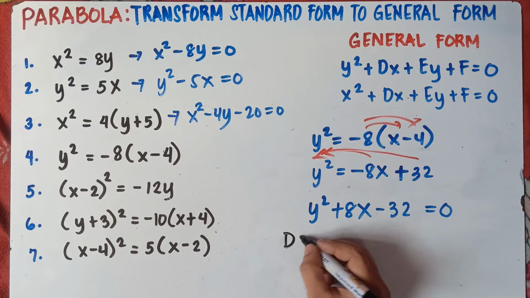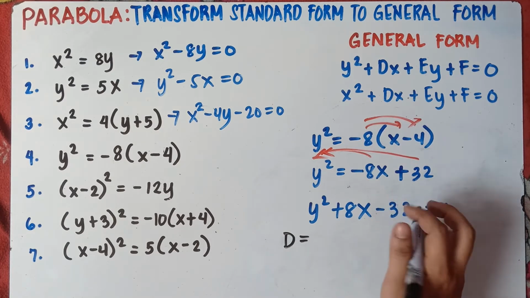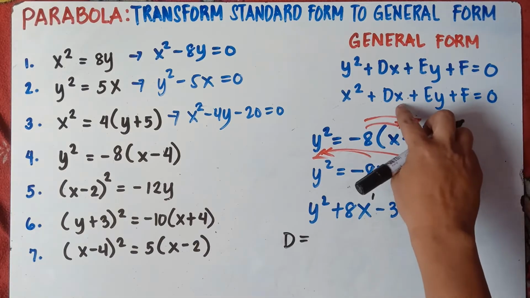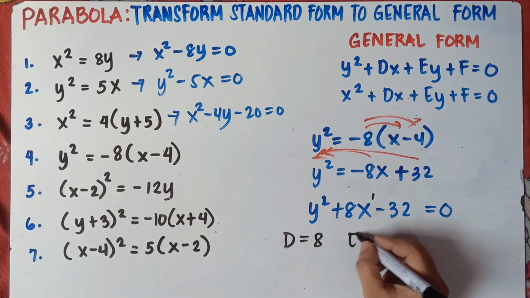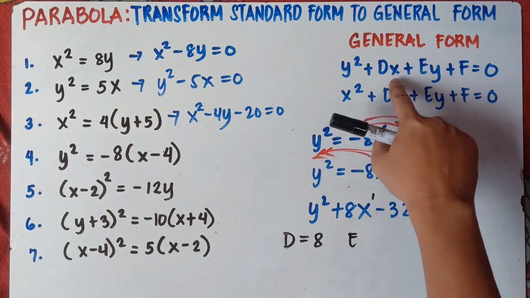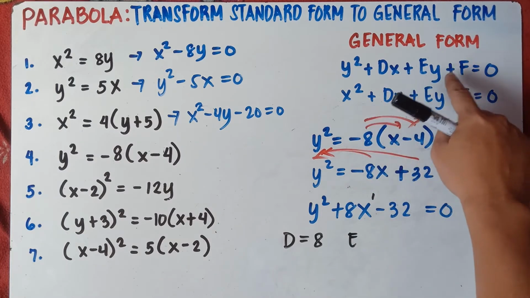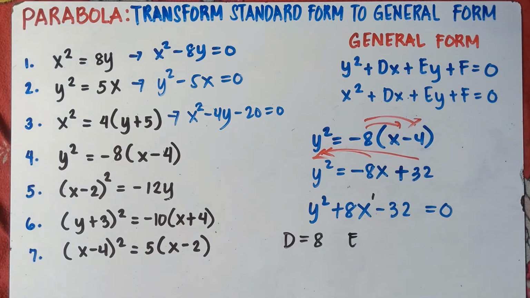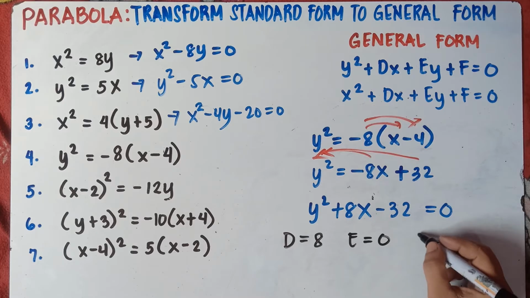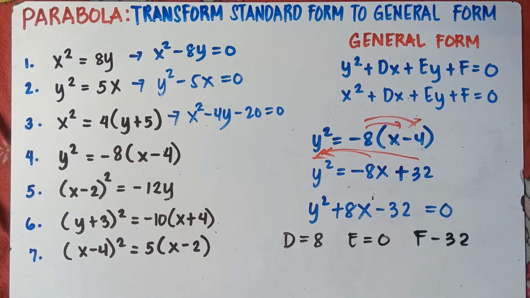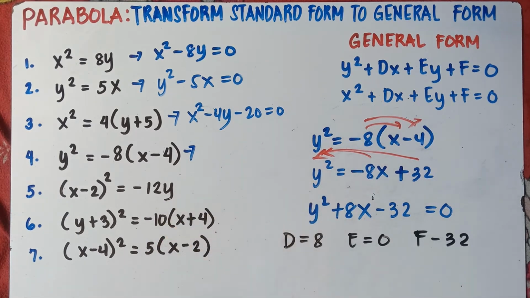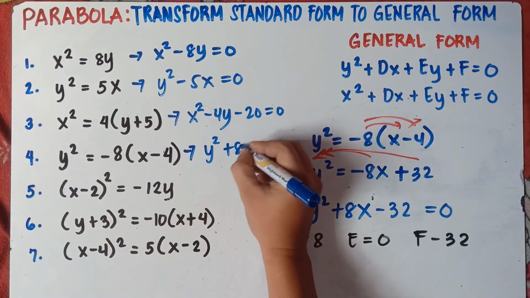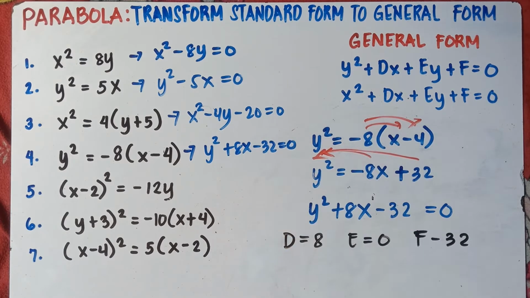So our D, do we have a number beside x with the exponent of 1? Once again, the exponent of x here is 1. For dx, yep, we have D. So our D is beside x, that would be 8. And our E is beside y with the exponent of 1. Do we have y with the exponent of 1? Nope, we don't have our E. So our E is 0. And the constant, the number alone, that would be negative 32. That's it, class. All set for number 4. So our answer will be y squared plus 8x minus 32 equals 0.